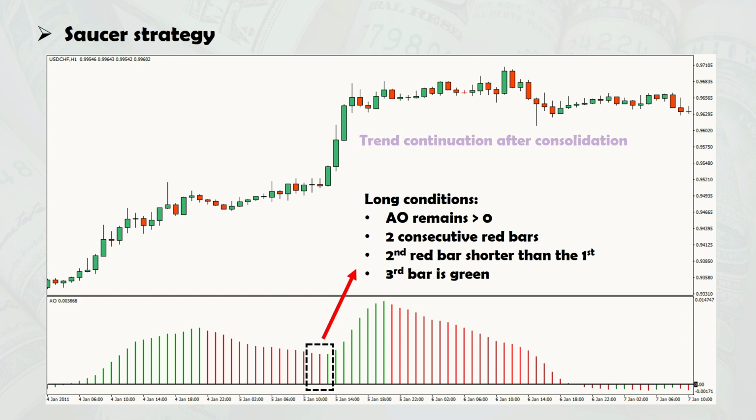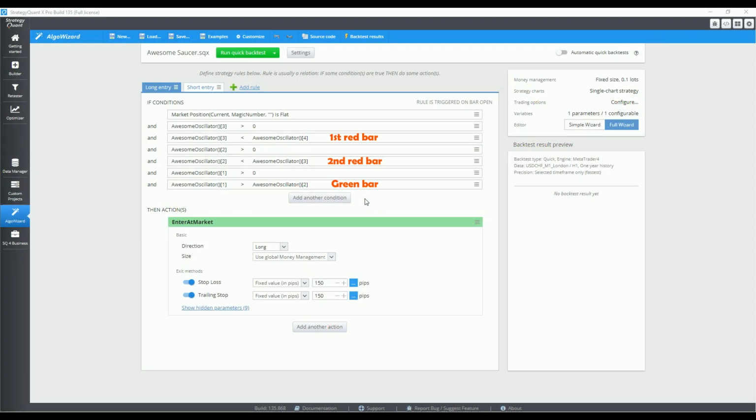Apparently this pattern attempts to capture trend continuations after a brief consolidation. If these conditions are met, longs will be entered at the open of the 4th bar. Short conditions are symmetrical. Now let's translate those conditions to pseudocode. A little tedious, but whatever.